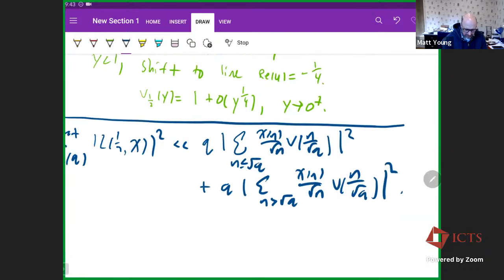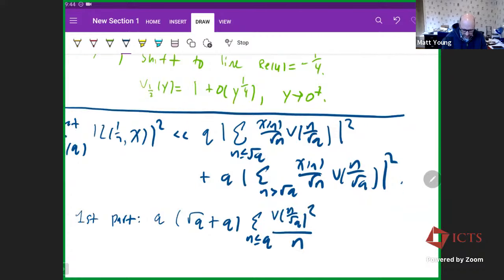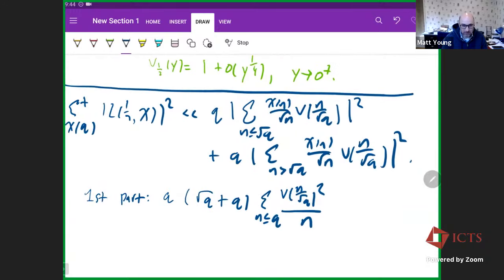So for the first piece, you just use our mean value theorem that we proved. So for the first part, we get root q plus q times the L2 norm squared of the coefficients, which is V of n over root q quantity squared over n. And so the V is bounded by a constant, and so this is just bounded by, this shouldn't have been the q. Okay, there we go.